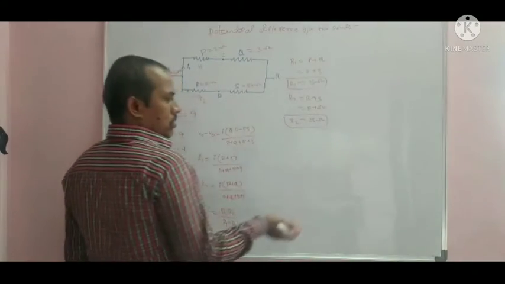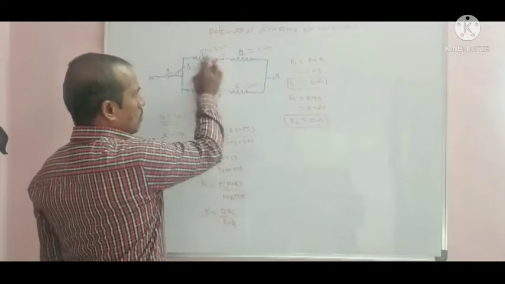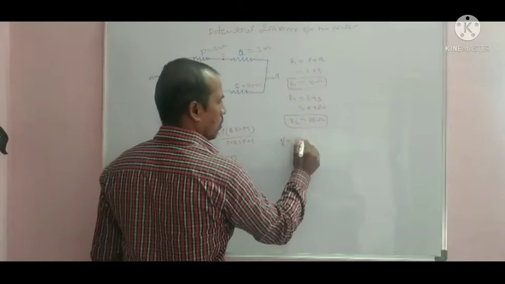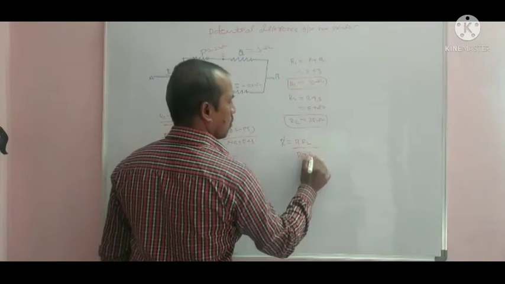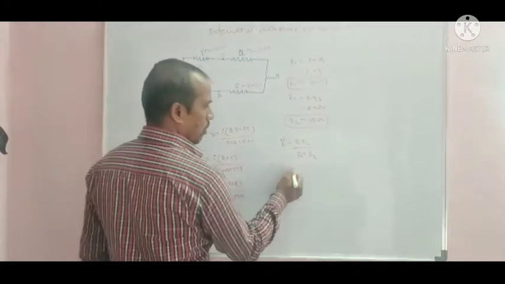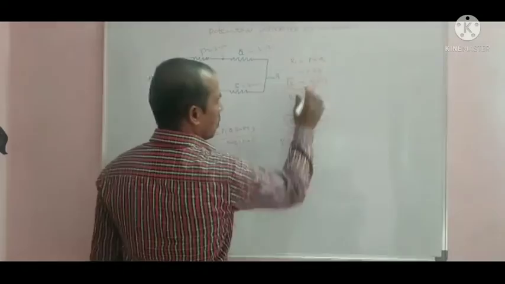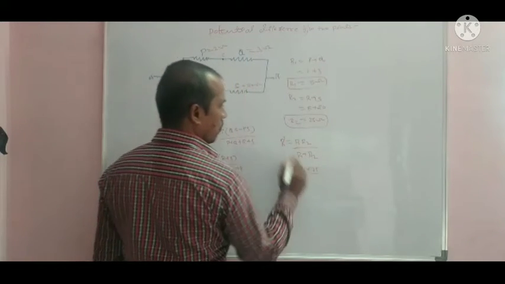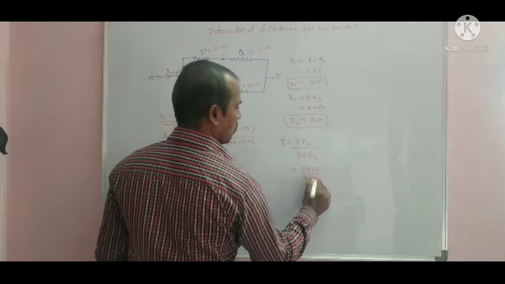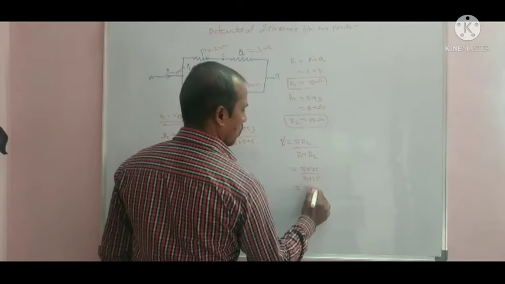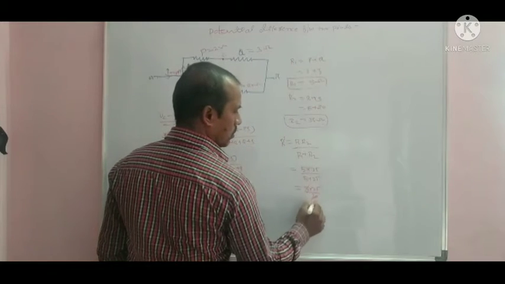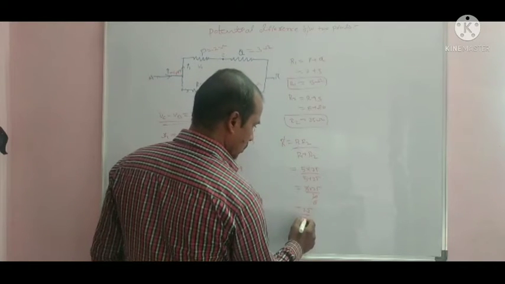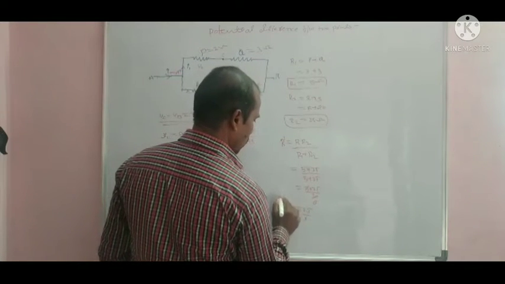Effective resistance in the given circuit. So this one and this one, these are in parallel combination. So effective resistance R prime is equal to R1 R2 by R1 plus R2. Substituting the values: R1 is 5 ohm into R2 25, by 5 plus 25, that is 30. So 5 into 25 by 30. 5 1s are 5, 5 6s are 30, that is equal to, for example, 25 by 6. This is the effective resistance.